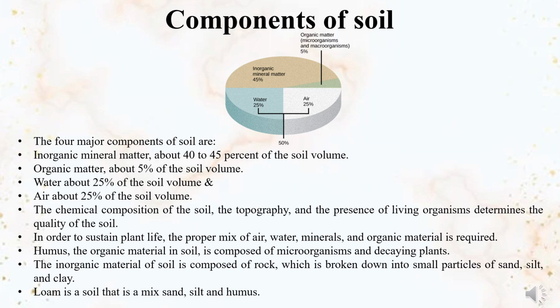The inorganic material of soil is composed of rock, slowly broken down into smaller particles that vary in size. Soil particles that are 0.1 to 2 mm in diameter are sand, and soil particles between 0.002 and 0.1 mm are called silt. Even smaller particles, less than 0.002 mm in diameter, are called clay. Some soils have no dominant particle size, containing a mixture of sand, silt, and humus. These soils are called loams.